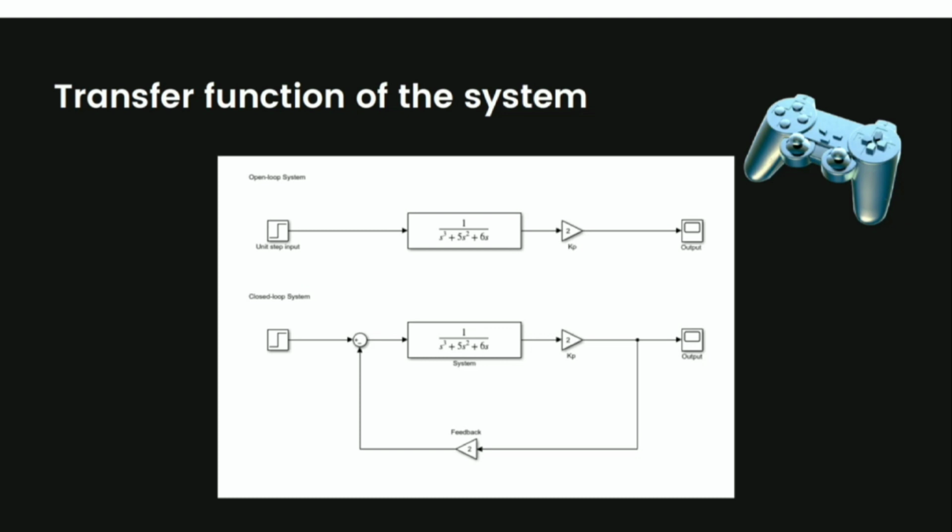The closed loop transfer function incorporates feedback in the system. The block diagram includes a feedback loop where the output is fed back and compared to the desired input. It's important to note that the feedback loop in the closed loop system affects the overall system dynamics, leading to different stability and performance characteristics compared to the open loop system.